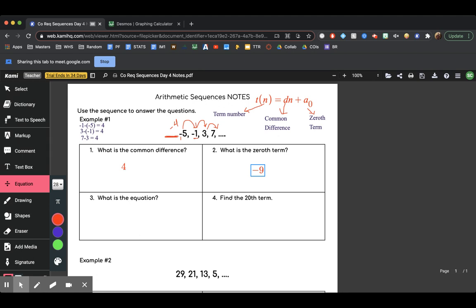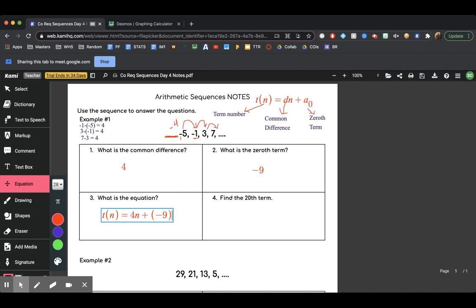And now I can actually go to my next question, which is what is the equation? Okay, so what is the equation? Well, I'm going to use this formula that I have up here. And T of n remains the same, equals D. The D is the common difference, which in this problem we found it to be 4. So I'm going to put 4 times n, so I'm going to put the n in there, plus our zero term, which in this case is -9. So I can put parentheses -9.